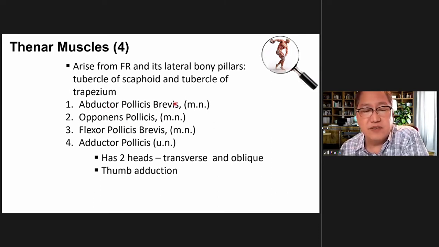Abductor pollicis brevis, opponens pollicis, flexor pollicis brevis, adductor pollicis. So may I ask, bakit kaya sinabing abductor pollicis brevis? Bakit brevis? Meron opponens pollicis, yes? Somebody? It refers to the thumb. The pollicis refers to the thumb. You're correct. But ang tanong ko, brevis. Any idea?